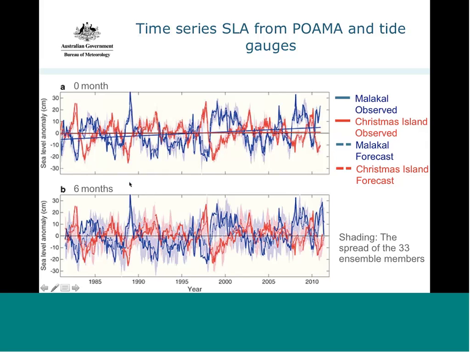If we move out to the 6 month forecast, where the solid line is showing the observations, the dashed lines tend to follow along relatively well in terms of the general shape of the forecast in capturing the major events, but we do see a little bit of model drift occurring.